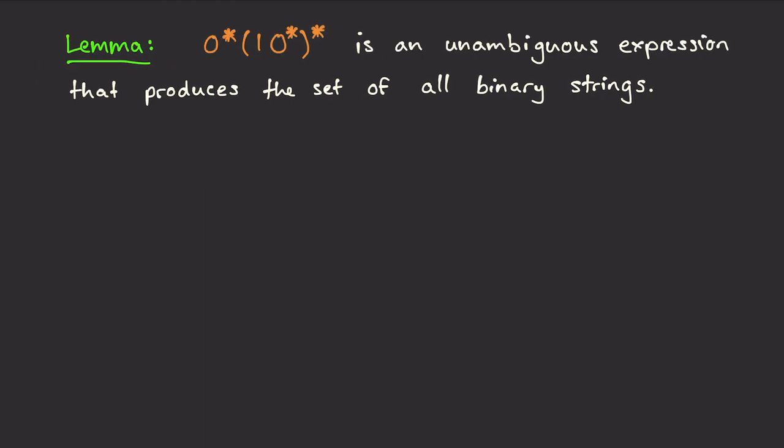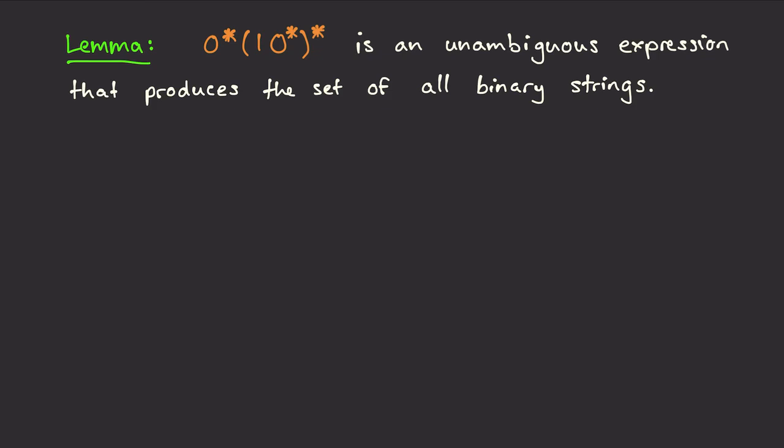Here's what we've just shown. 0 star, 1 0 star star is an unambiguous expression that produces the set of all binary strings. This is just one expression, but from it we can derive a large number of different expressions that unambiguously produce interesting subsets of the binary strings.